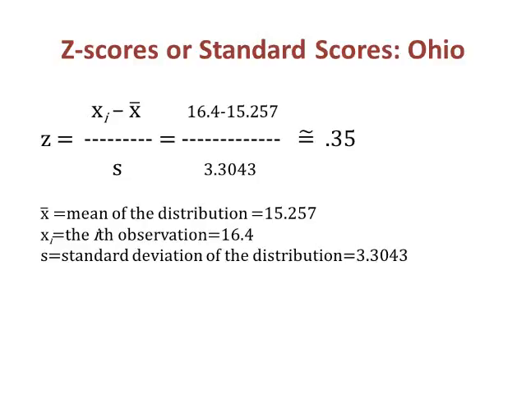Here the poverty rate for Ohio is used as an example. The national mean for the poverty rate is 15.257, and the standard deviation is 3.3043. The value for Ohio is 16.4. These numbers are plugged into the equation, and we determine the z-score with simple arithmetic. Thus, we find that the z-score for Ohio is approximately 0.35.